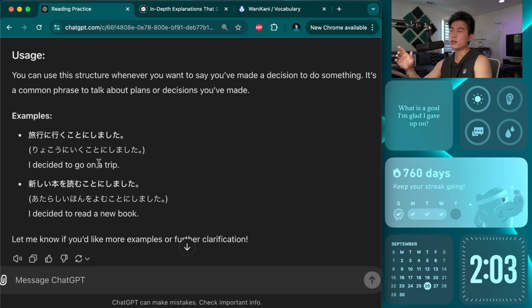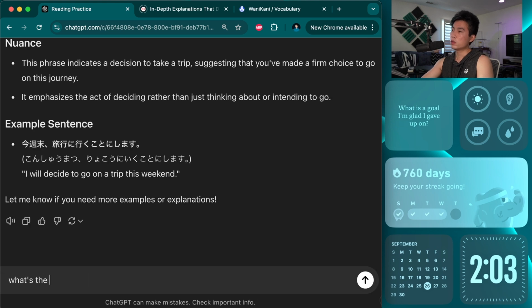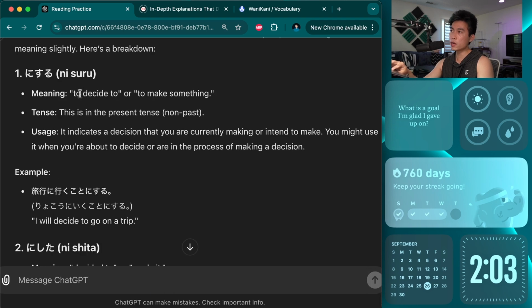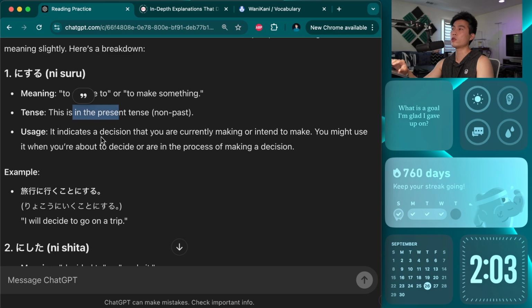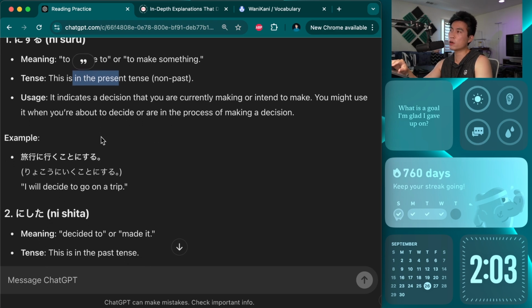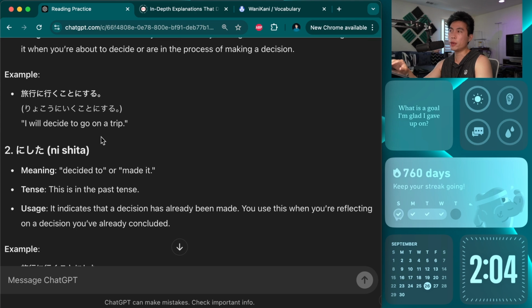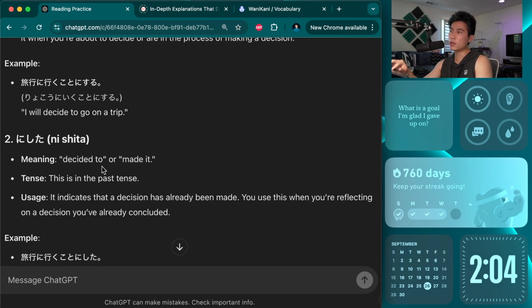But what if it's just ni? Let's say ni suru. What's the difference between ni shita and ni suru? To decide to make something. This is in the present tense, indicates a decision that you're currently making or intend to make. You might use it when you're about to decide or are in the process of making a decision. Ni shita means you already decided and you already made it.